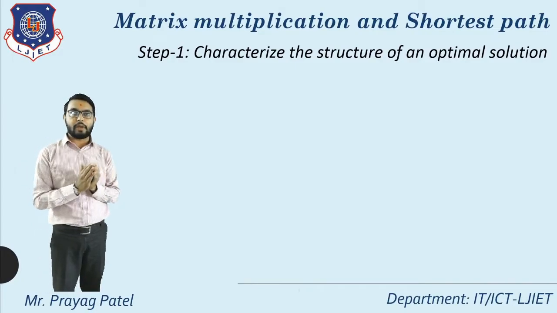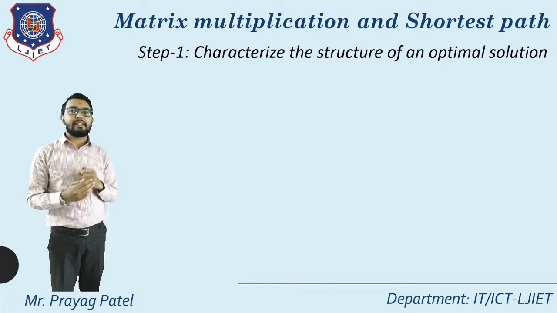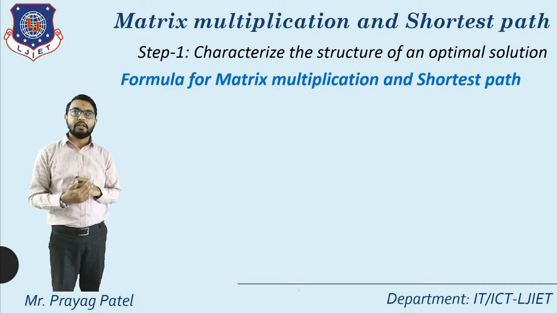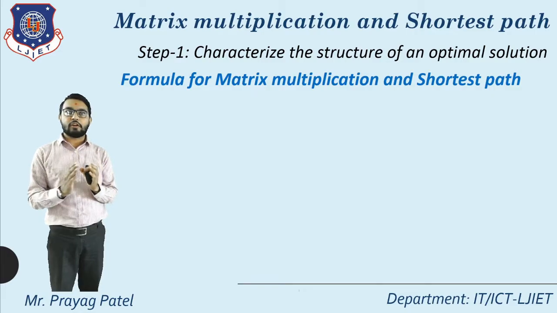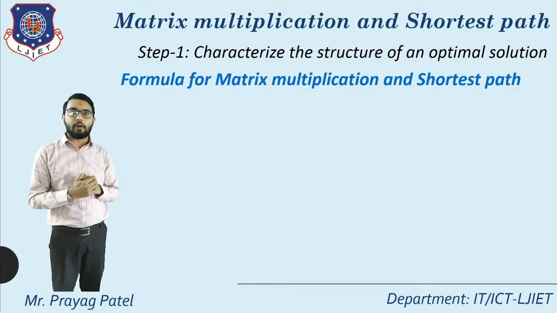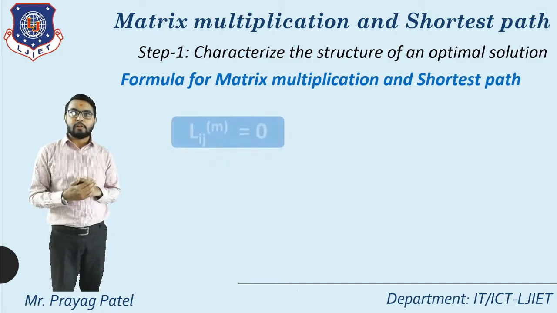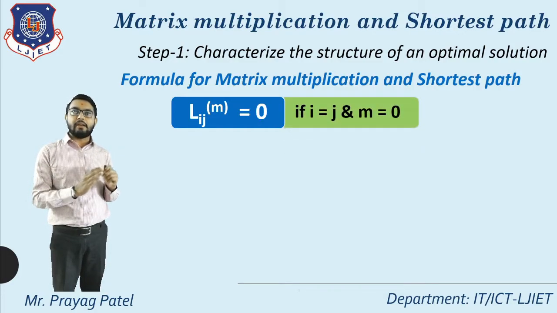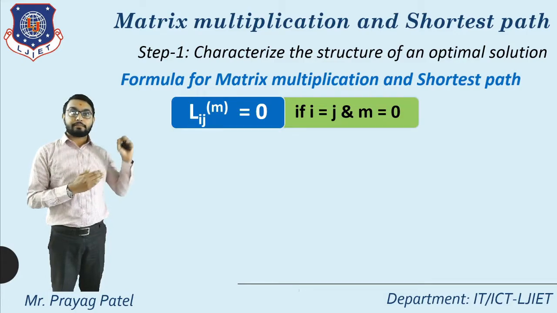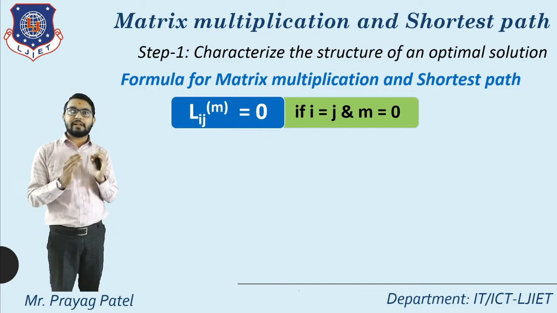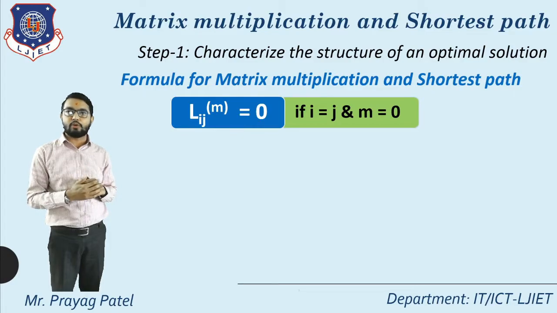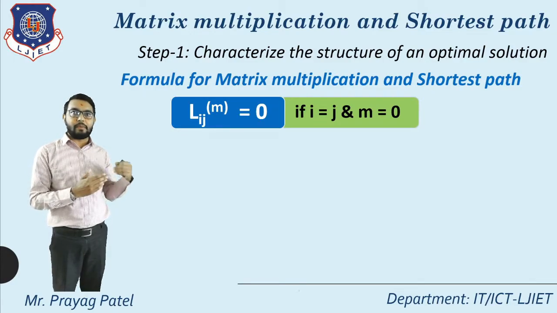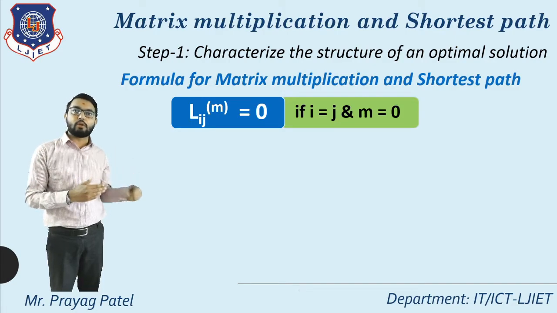For using the dynamic programming method, the first step is to characterize the structure of an optimal solution. It means you can represent the structure of the equation or formula of the matrix multiplication and shortest path. So here consider the first formula: L of i j m equal to 0 if i equal to j and m equal to 0. So here consider the value of m. M means consider the table. Here consider the first table, initially m equal to 0. Then for the next table consider m equal to 1. Then consider the next table m equal to 2 like this.